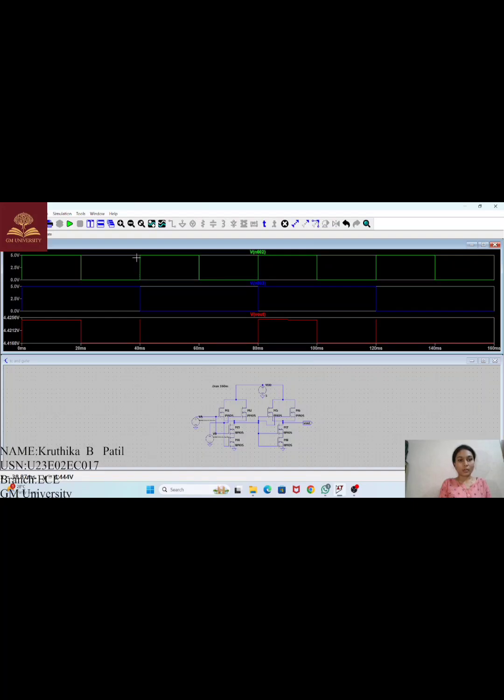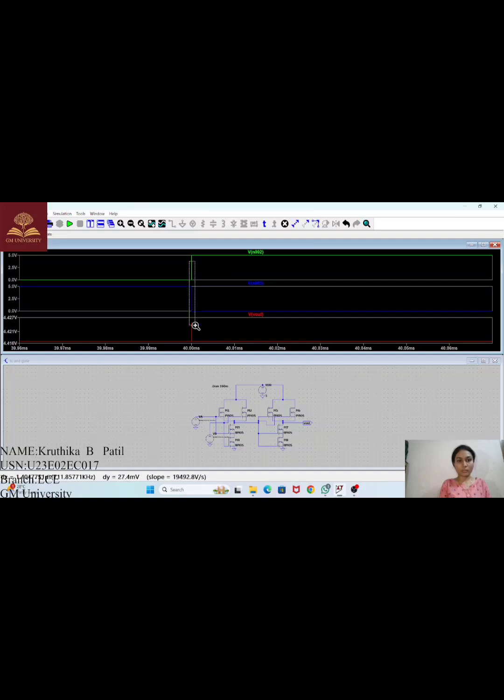Here let us zoom in so we can see it clearly. Here we can observe a spike. When the first input is going high, at the same time the second input is going low, so the output is going high and going back to 0. That is why the spike is formed.